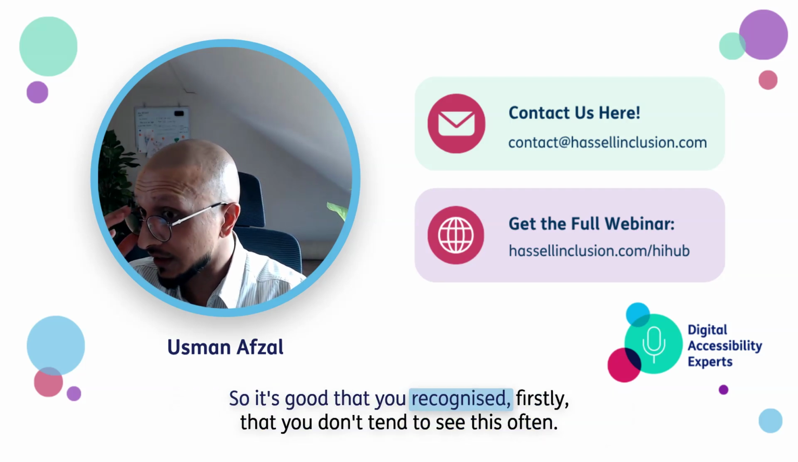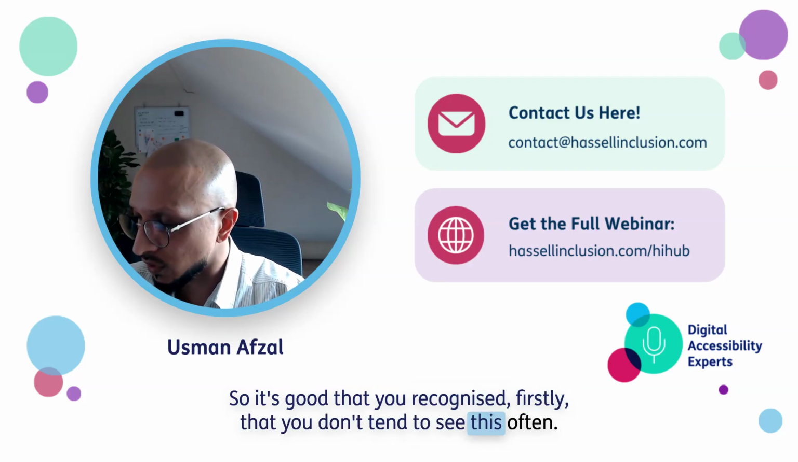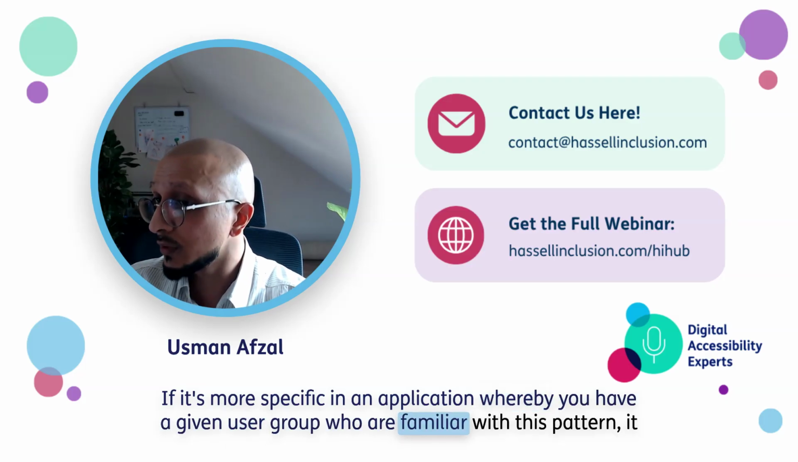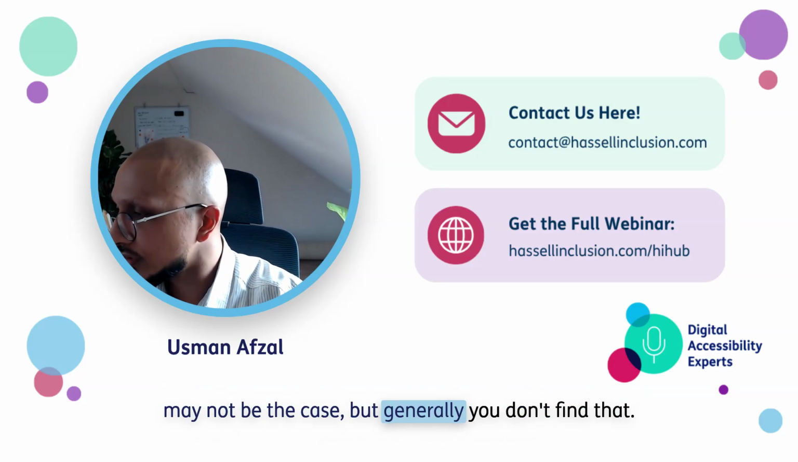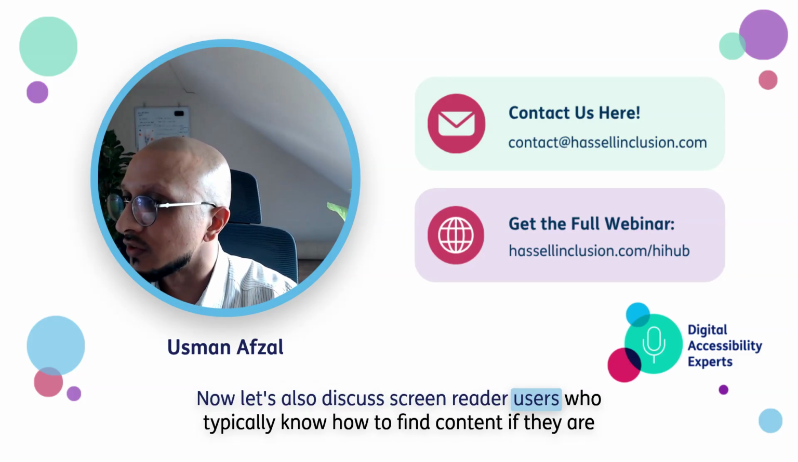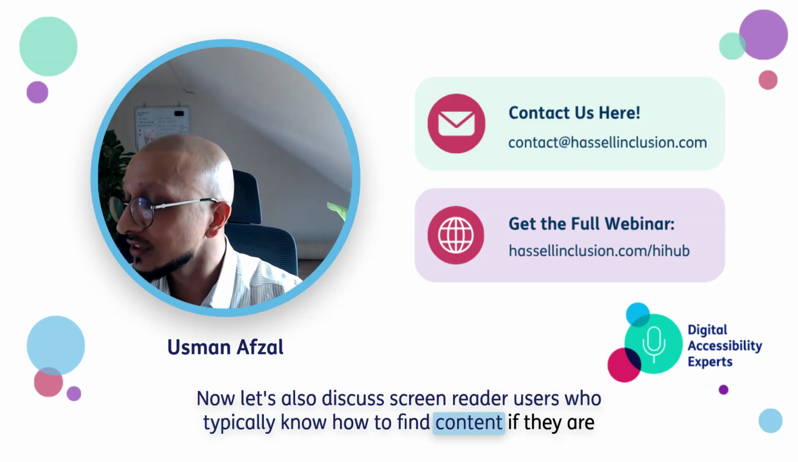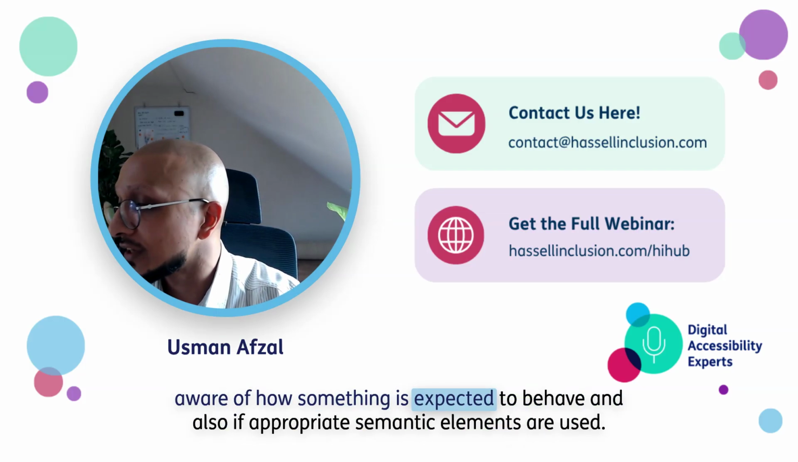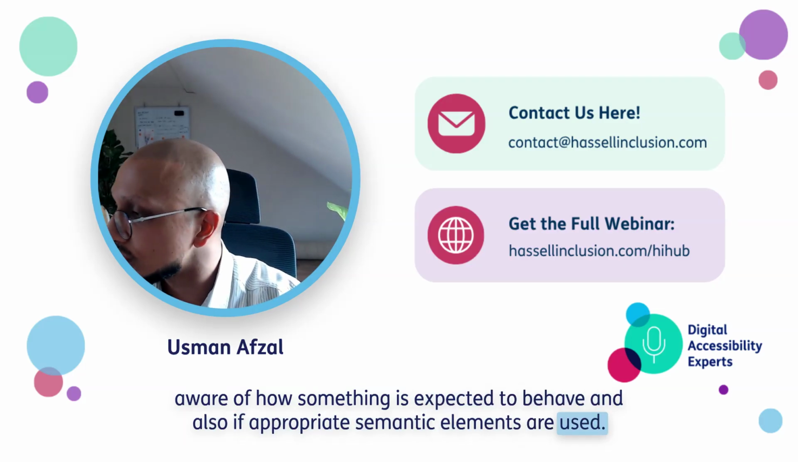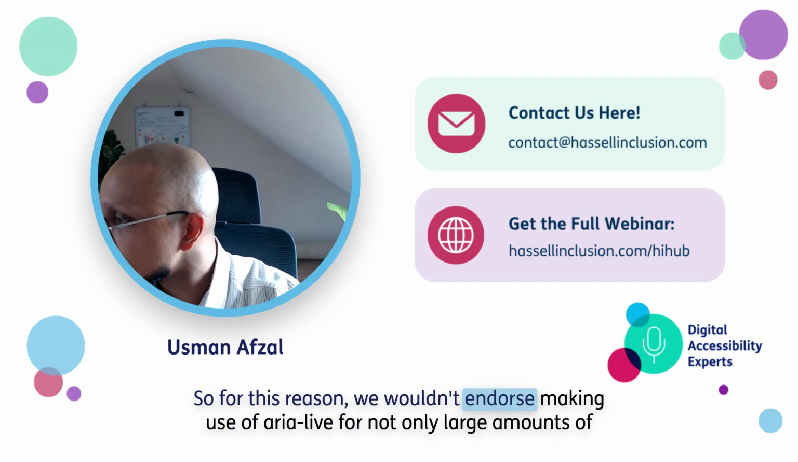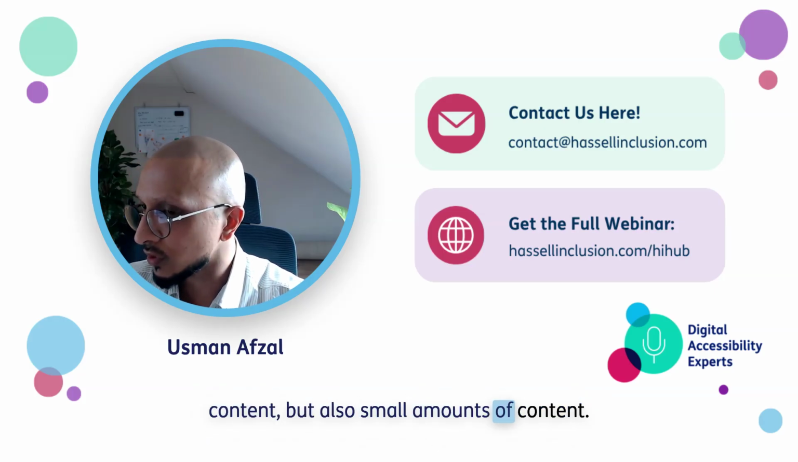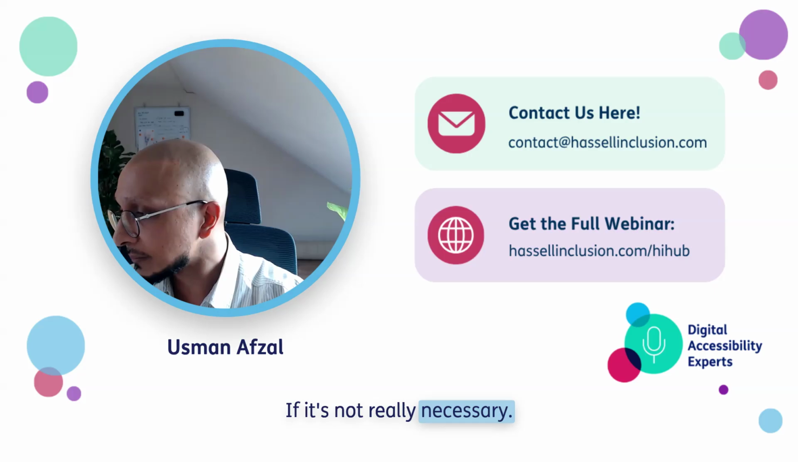So it's good that you recognized, firstly, that you don't tend to see this often. If it's more specific in an application whereby you have a given user group who are familiar with this pattern, it may not be the case, but generally you don't find that. Now let's also discuss screen reader users, who typically know how to find content if they are aware of how something is expected to behave, and also if appropriate semantic elements are used. So for this reason, we wouldn't endorse making use of aria-live for not only large amounts of content, but also small amounts of content if it's not really necessary.